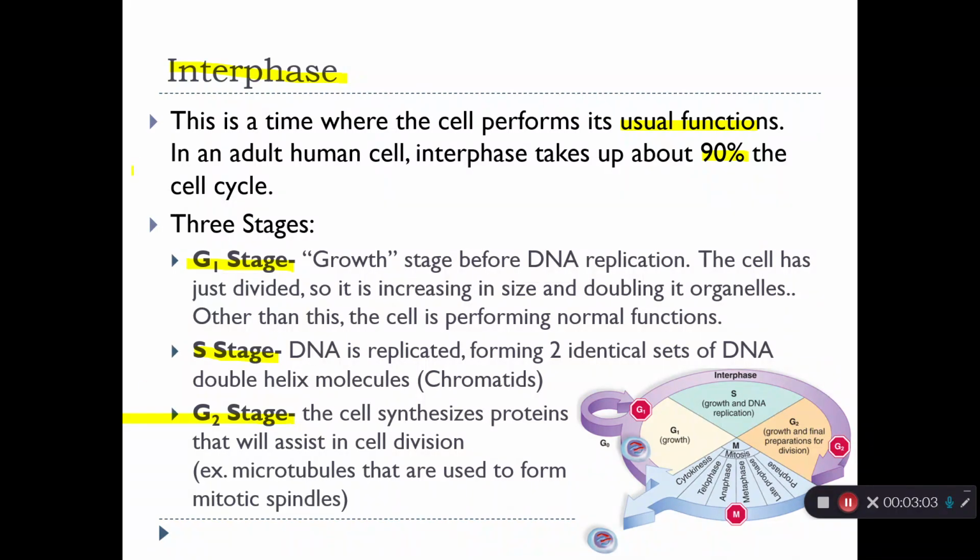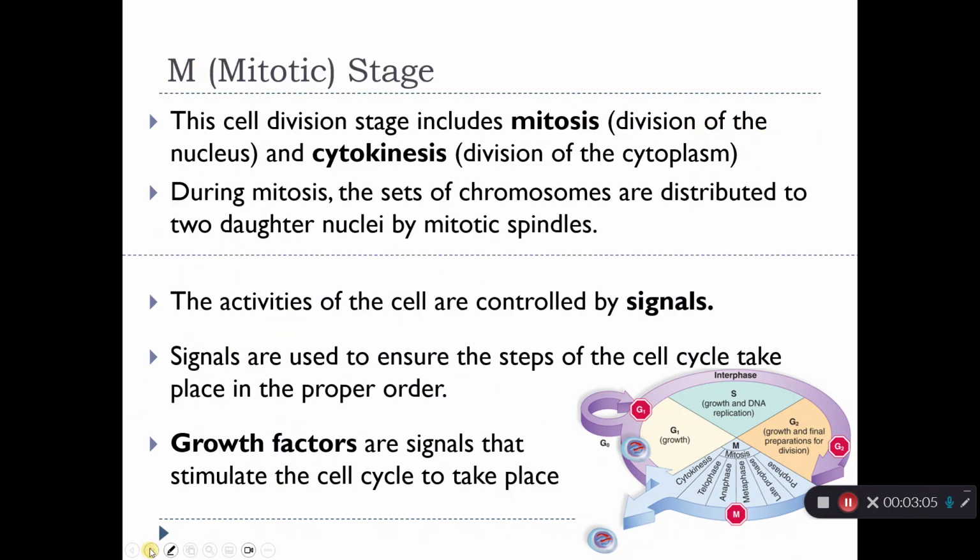And then we talk about mitosis. The next stage is mitosis. The cell division stage includes when it's actually dividing. It's called mitosis, right? And then the last step, when it completely falls apart and the cytoplasm is divided, we call that cytokinesis.